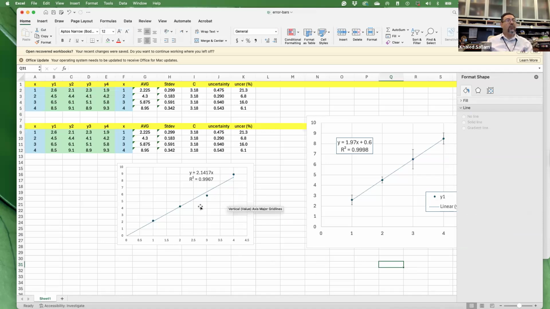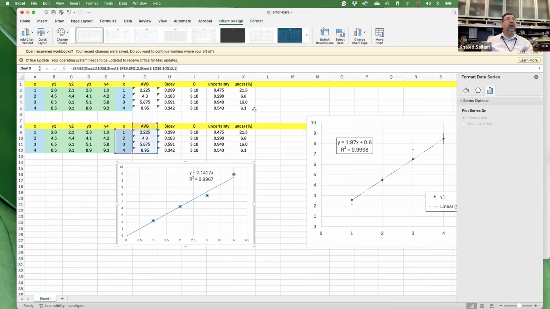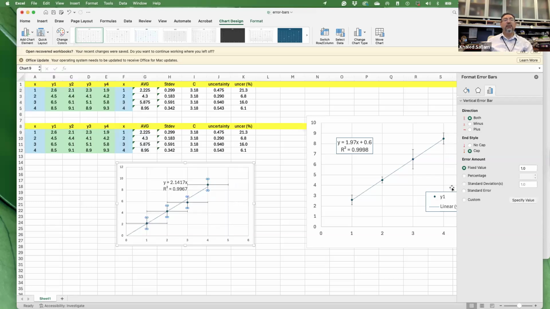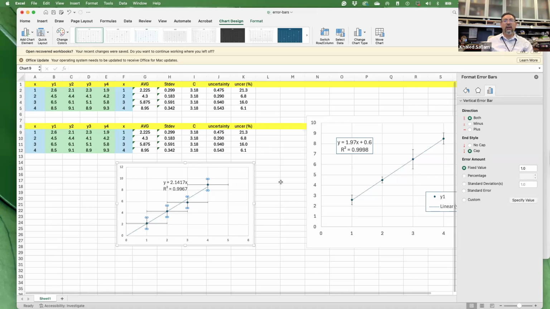So now the error bar, how can we put the error bar? I'm choosing the graph, so chart design, and you would come to add error bar, right? You have none, that's where we are right now. Standard error, percentage, standard deviation, more error options. We'll pick this one. And we want the Y-axis, vertical error bar, right? But the value is not a fixed value. You don't want it to have plus or minus 1. We want the value that we just calculated over here.